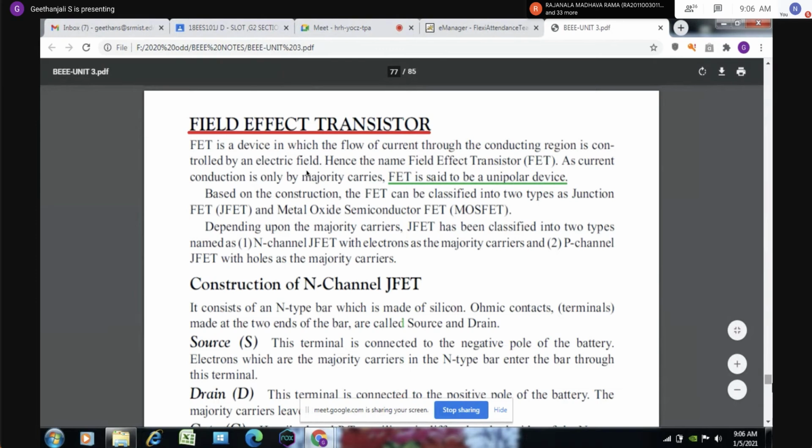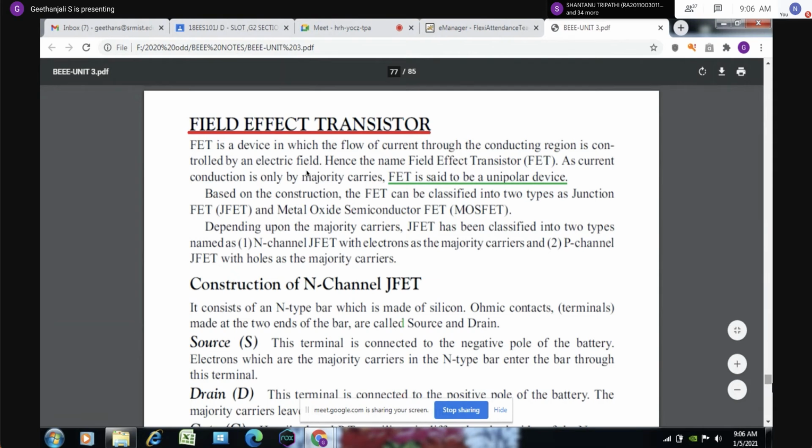So the reason for the name FET is that the current through the conducting region is controlled by the electric field. That is the reason it is called a field effect transistor.